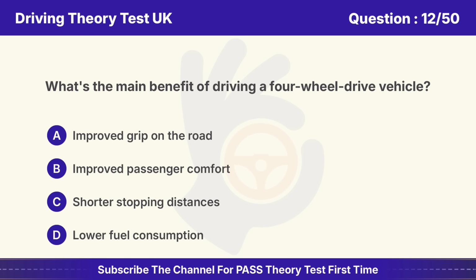Question 12. What's the main benefit of driving a four-wheel drive vehicle? Option A. Improved grip on the road. B. Improved passenger comfort. C. Shorter stopping distances. D. Lower fuel consumption.